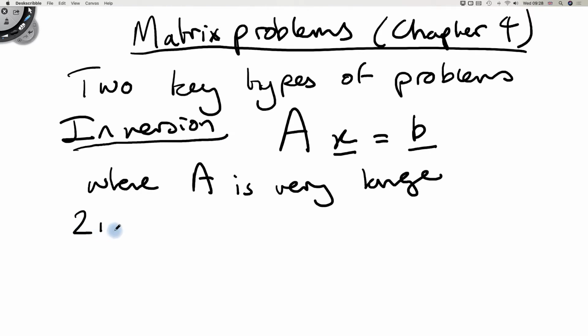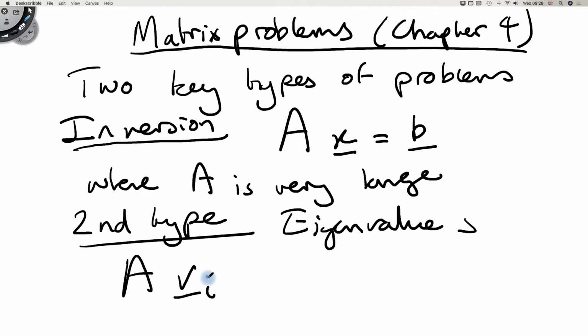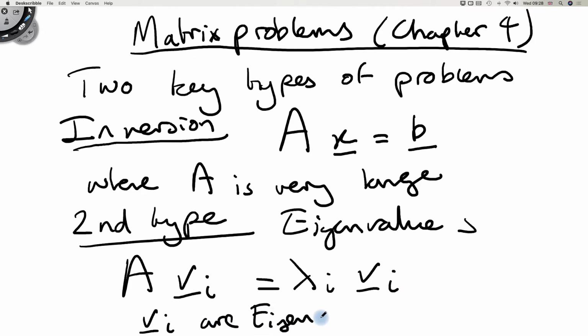The second type is eigenvalues. This is where you have a matrix times a vector, A v_i = lambda_i v_i. So the v_i are eigenvectors, and the lambda_i are eigenvalues. Okay, so it's a special vector that you plug into A, if you like, where it keeps the same direction but just multiplies its length.